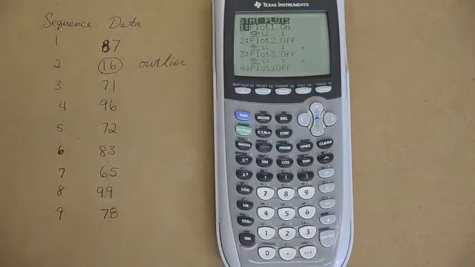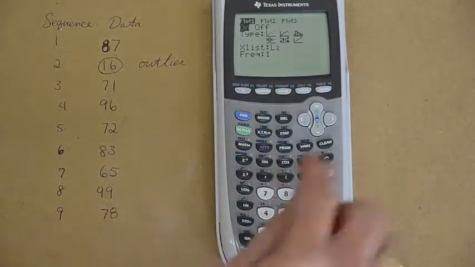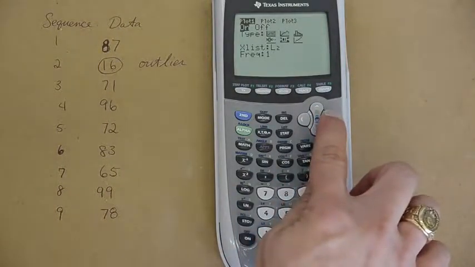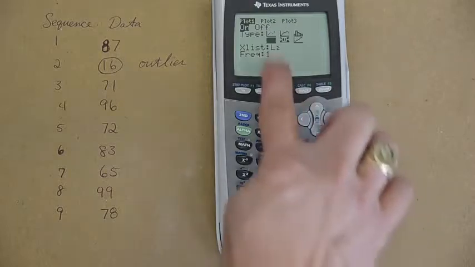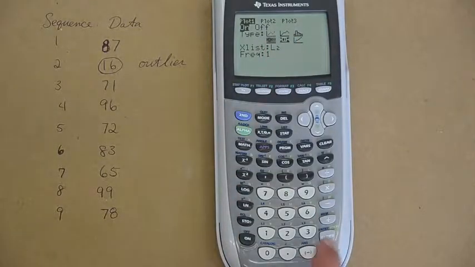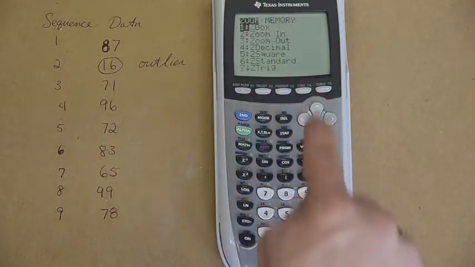So second stat plot, 1. And now I'm going to go down with my right arrow to the modified box plot. That's just got a couple of dots in it. We'll be going over modified box plots in the next video or so, or maybe into section 1.2. And hit enter, zoom 9.